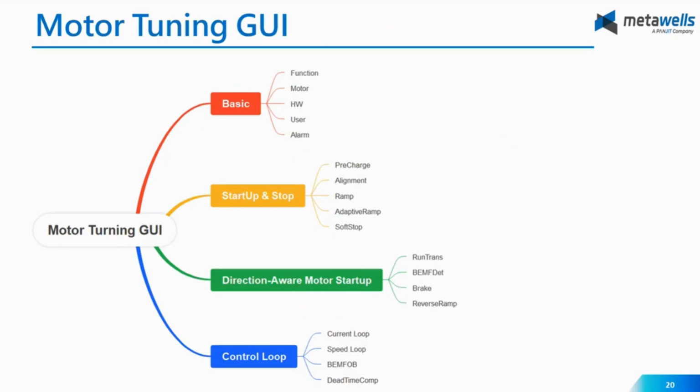In the following sessions, we will provide a detailed explanation of these parameters. To begin, we have first divided them into 4 key blocks, such as basic and startup and stop. The next part is duration-aware motor stop. And the next part is control loop. I will talk about each block's parameters in the upcoming details.